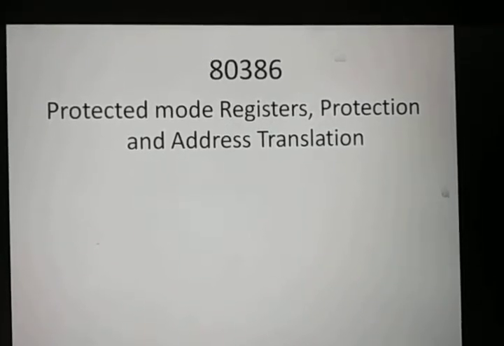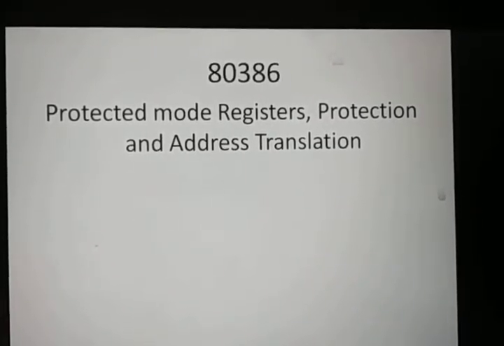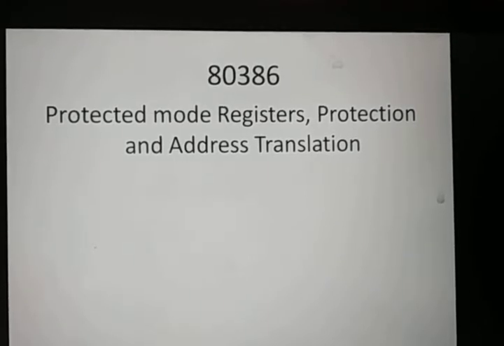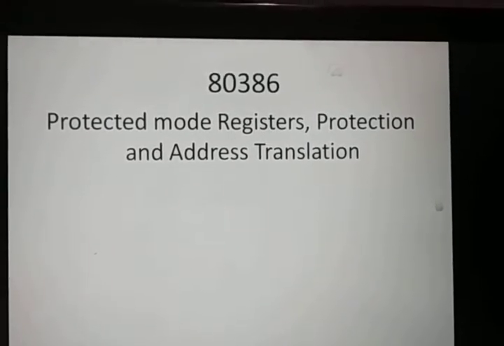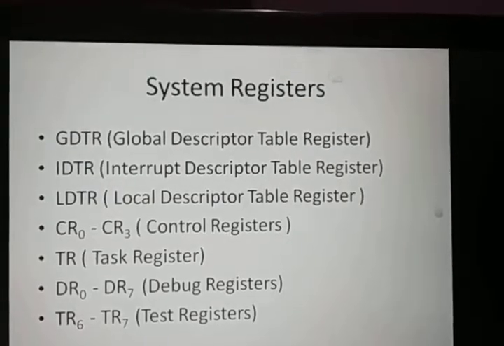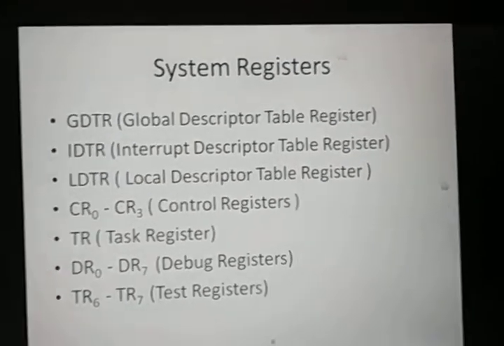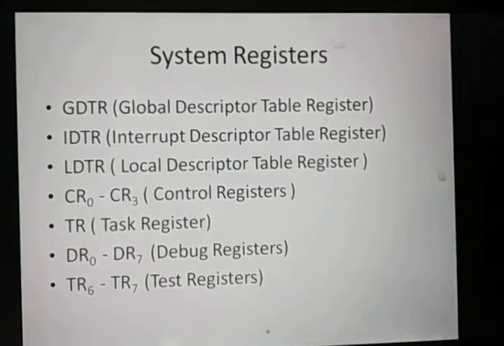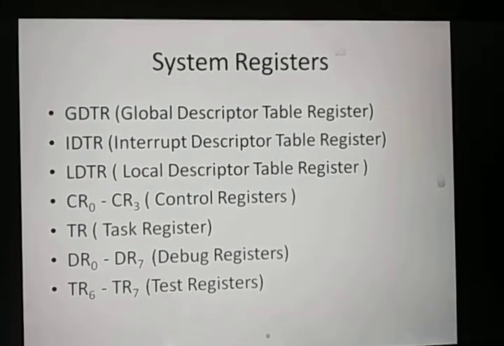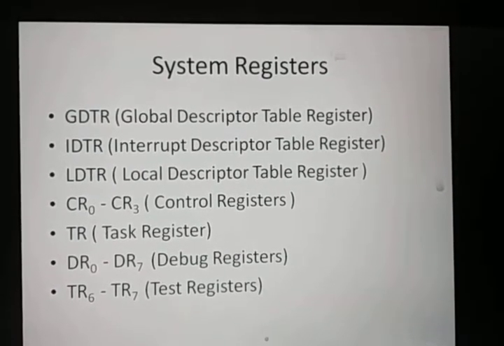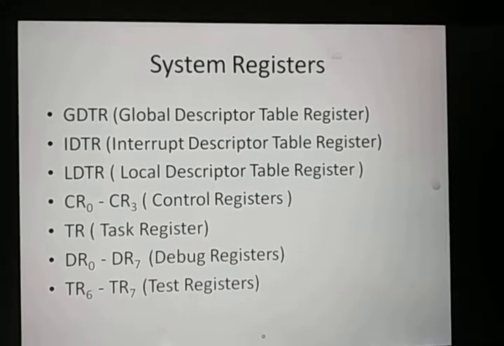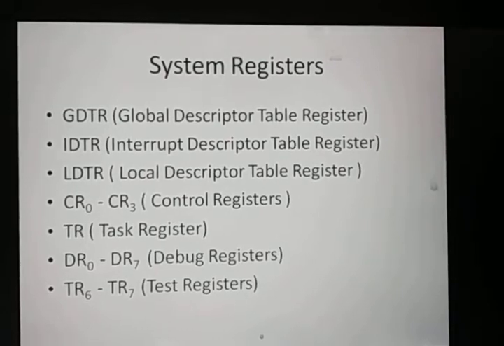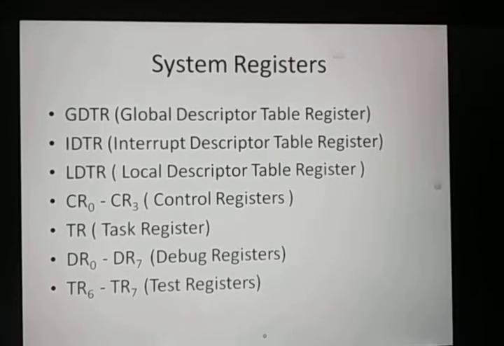Now we will discuss our next topic: 80386 protected mode registers, protection and address translation. This is our second unit topic. System registers. In system registers we will discuss the global descriptor table register, interrupt descriptor table register, local descriptor table register, CR0 to CR3 control registers, task register, debug register and test register. So these are our system registers.